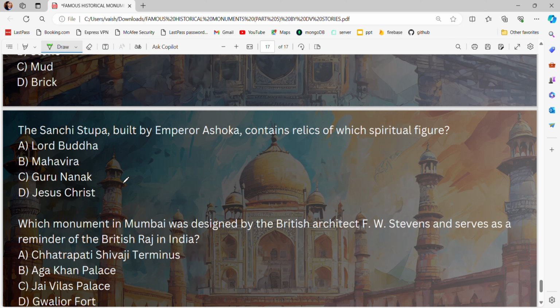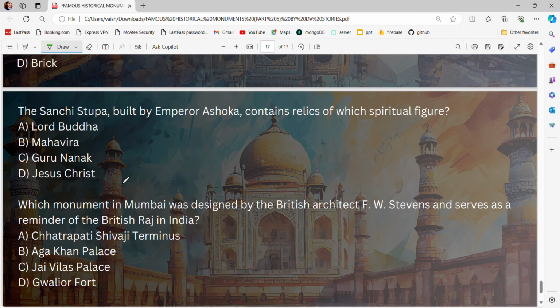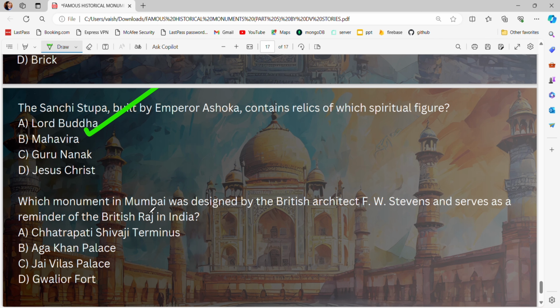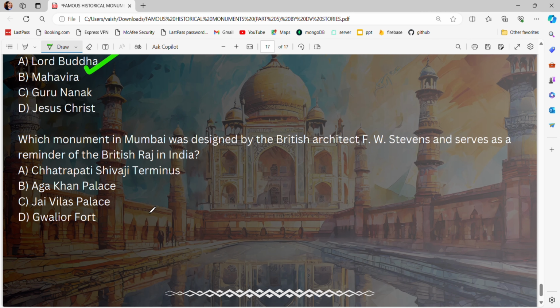Next, the Sanchi Stupa built by Emperor Ashoka contains relics of which spiritual figure? And the options are Lord Buddha, Mahavira, Guru Nanak, Jesus Christ. Here the answer is Lord Buddha.